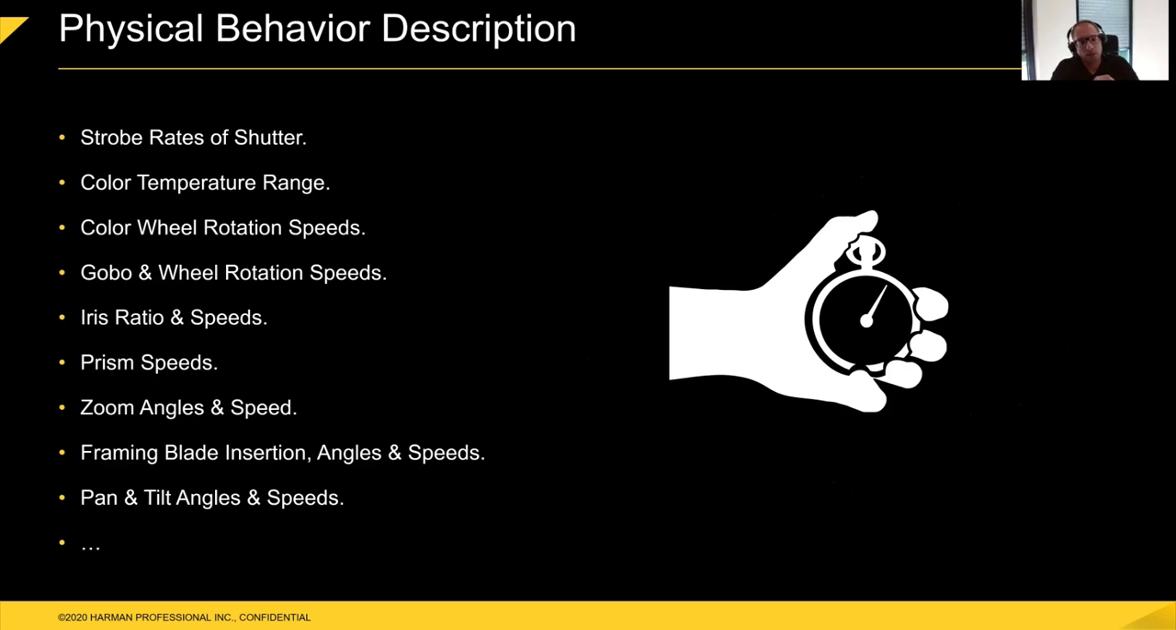And then last but definitely not least is what I call the physical behavior description. That's how a fixture behaves in great detail in terms of speeds and acceleration and such. So strobe rates of a shutter, they're programmed in the GDTF file, the actual color temperature range, the rotation speeds of color wheels and gobo wheels, the ratio of an iris and the speed of an iris, the rotation speed of a prism, the actual zoom angles and the speed of the zoom, the complete description of how the framing blades enter, their min-max angles, their speeds, and of course also the pan and tilt angles and speeds.